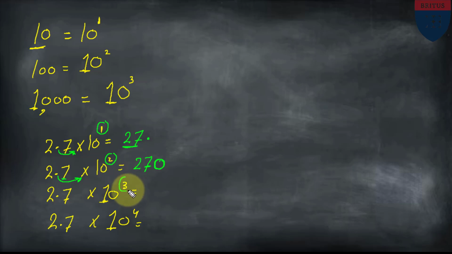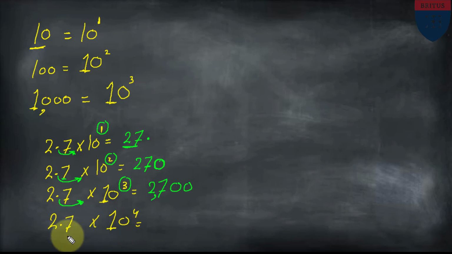The exponent of 10 is 3. Move the decimal point to the right 3 digits. We have 1 digit, so you have to add 2 zeros. So we get 27, 0, 0. Now, the product is what? 2,700.